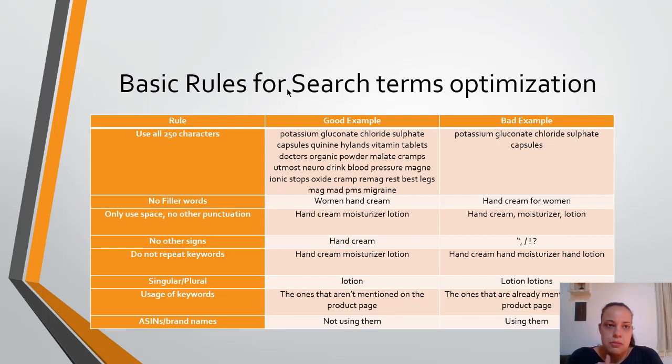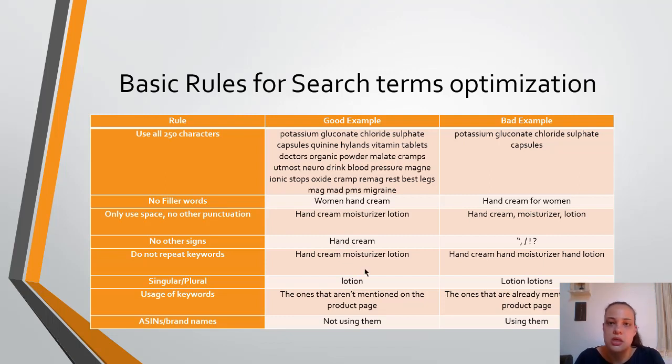I created a table here that shows basic rules for search terms optimization. There's a lot of confusion around how this should be approached, simply because Amazon has been updating these rules frequently, and as soon as they update something, we'll update this video so that we always have the latest information in it. For now, there are a couple of rules that you really need to remember before going into the backend search terms optimization. First of all, make sure you use all 250 characters.